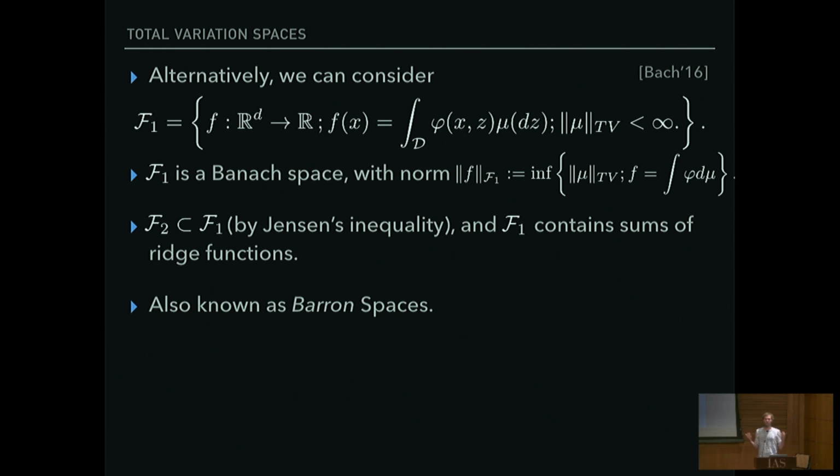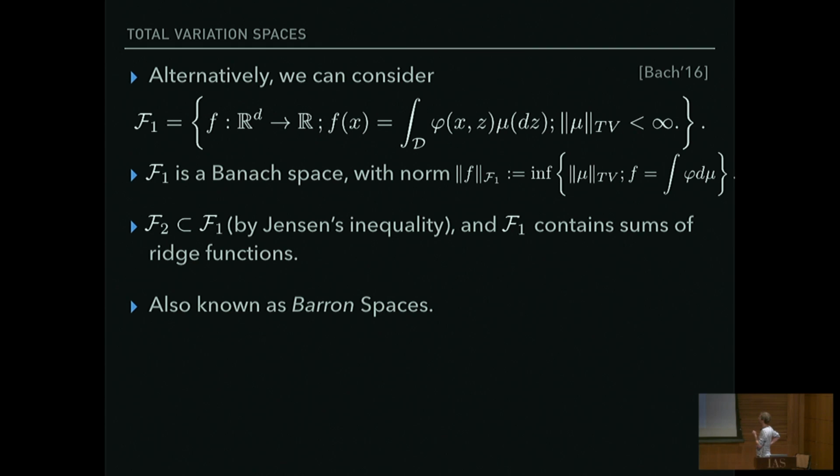Okay, so what is an alternative? Instead of looking for this Hilbert structure, we can go for another notion of complexity that allows for feature selection. And this is what Francis in his paper described as a total variation space, right? Here, instead of measuring the complexity of my function in terms of an L2 norm, I'm measuring it in terms of the equivalent of an L1 norm, but in the infinite dimensional space, right?